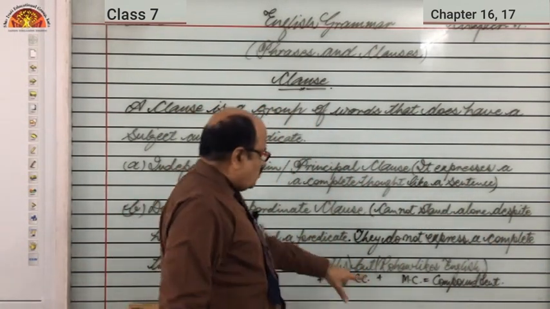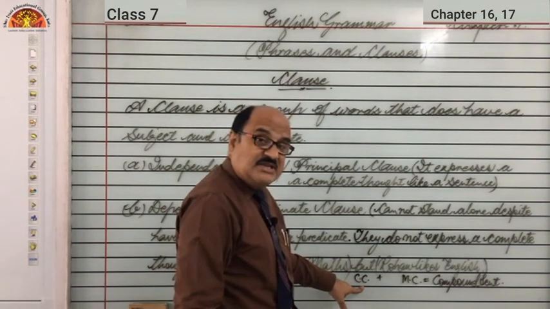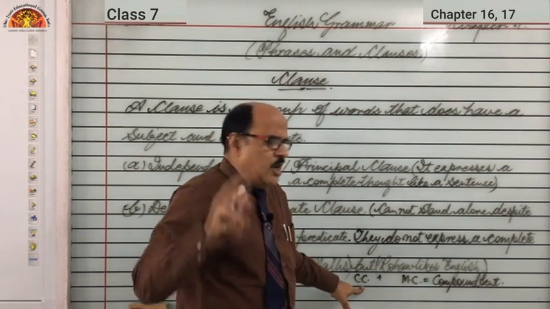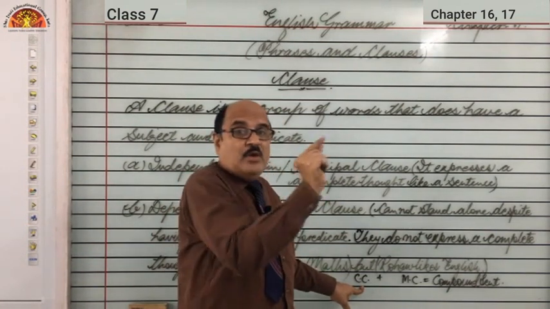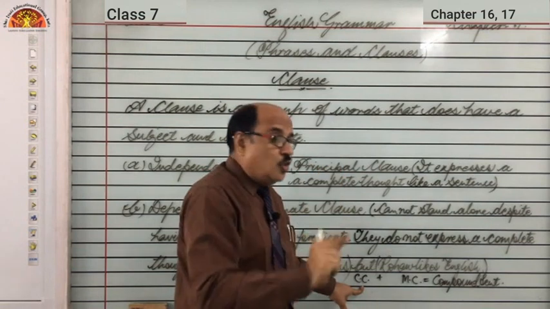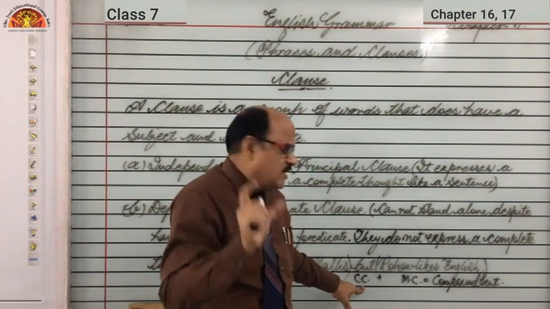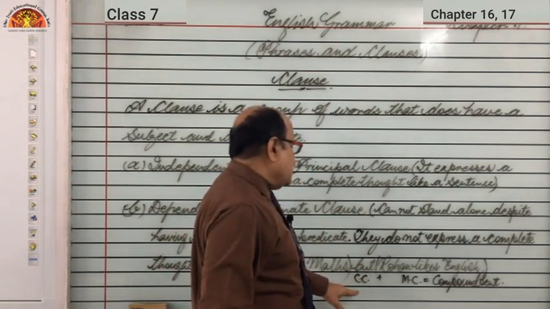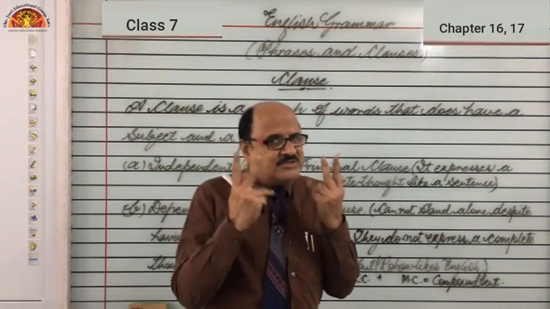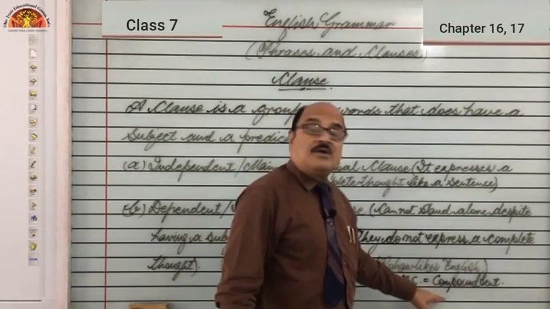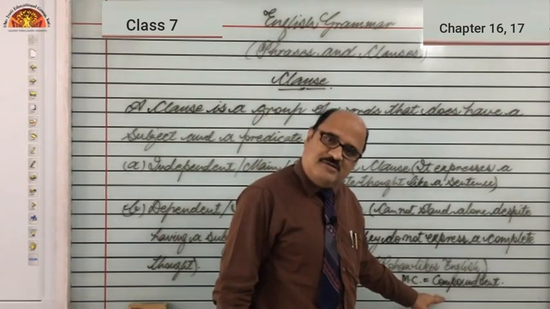Main clause plus coordinating conjunction. This CC stands for coordinating conjunction. Do you still remember when I taught FANBOYS, right? So they were coordinating conjunctions, right? So whenever a coordinating conjunction has been used to join two main clauses, this is known as a compound sentence. Have you got it? Right?